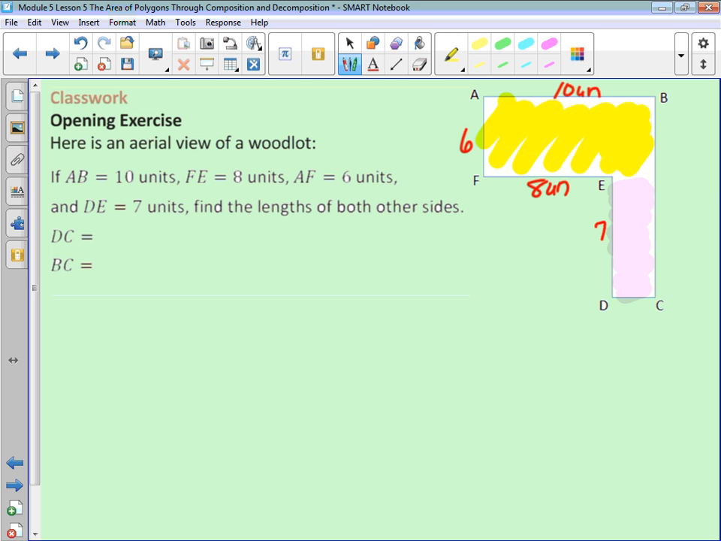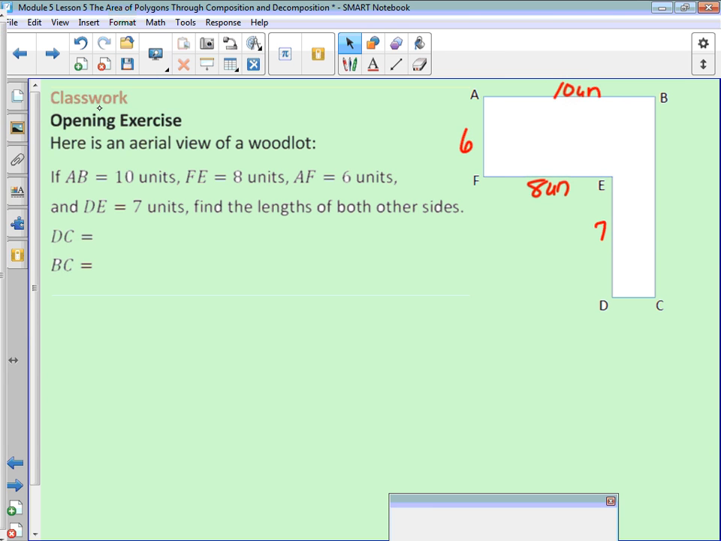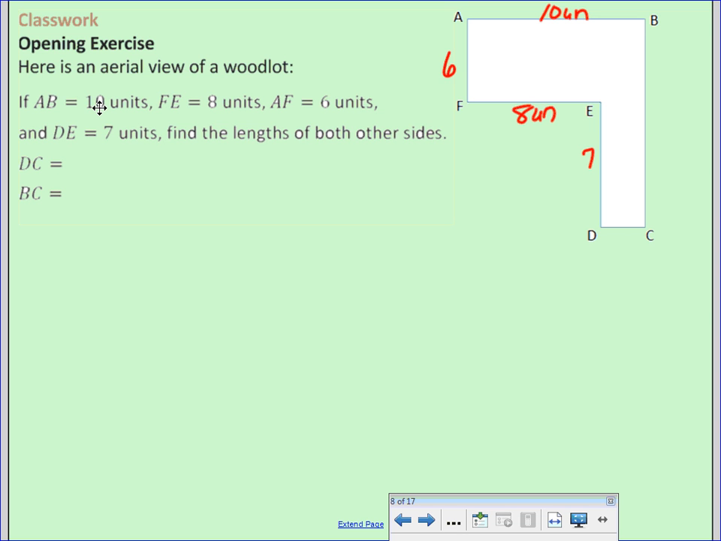So right now, let's look at how we would find those missing lengths. So let's see if we can find the missing lengths. So DC, right here. We wanted to find DC. Well, I know that AB is 10. And I know that FE is 8. So if that part is 8 and the whole thing is 10, what is DC going to be?